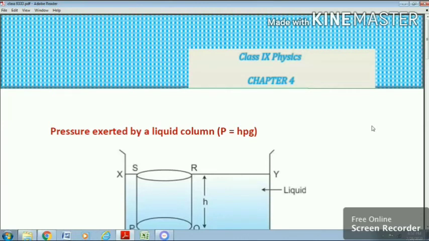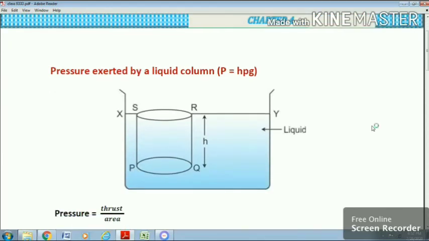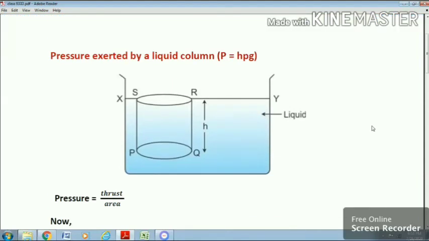Now we will discuss the next topic, that is pressure exerted by a liquid column. Here we will calculate the pressure exerted by the liquid column. First we consider a vessel containing a liquid of density rho, and let the liquid be stationary. In order to calculate the pressure at a depth h, consider a horizontal circular surface PQ of area A at the depth h below the free surface XY. The pressure on the surface PQ will be due to the weight of the liquid column above the surface PQ.